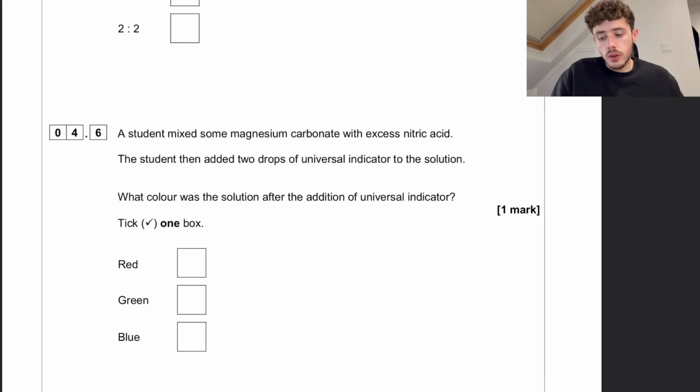Now, because we were told at the start of this question that nitric acid is a strong acid, it would have lowered the pH, and when you lower the pH, you put it more towards the acidic scale, and that means that when you add the universal indicator, it will become red. So that will be your final answer here. On to the next one.